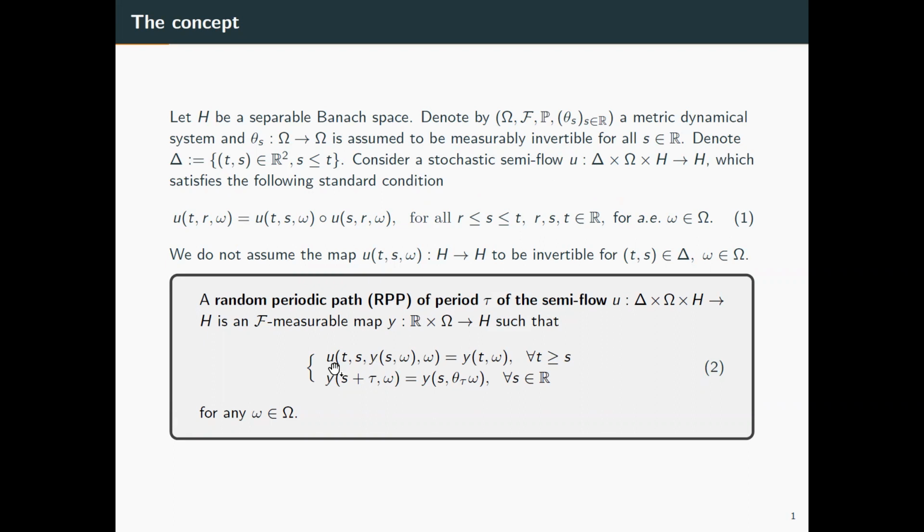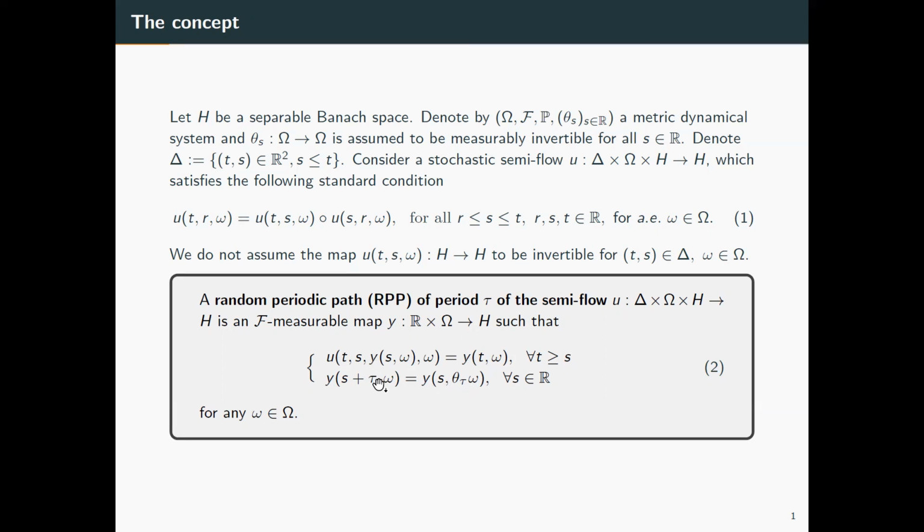If you start the random dynamic system from any time point, from any initial point Y, then after any time, you will still stay on the same trajectory. The second one is about the random periodic property. After one period, the value of Y at time S plus tau is equal to the value of Y at time S, but with the realization shifted by theta tau.